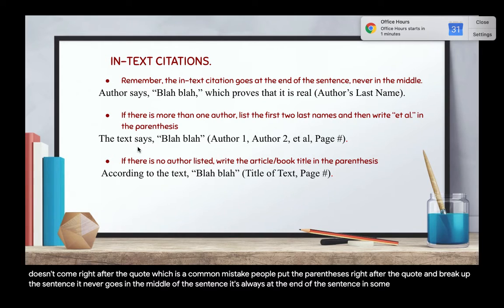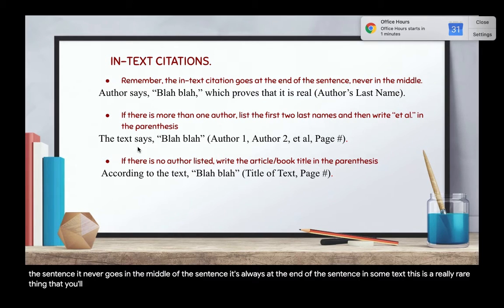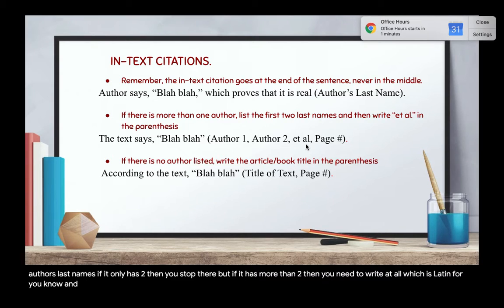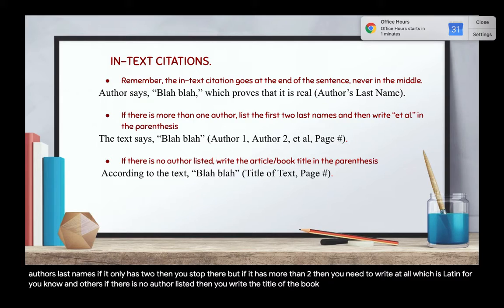In some texts, this is a really rare thing that you'll see, but some texts have more than one author. If it has more than one author, then you write the first two authors' last names. If it only has two, then you stop there. But if it has more than two, then you need to write et al., which is Latin for "and others." If there is no author listed, then you write the title of the book or the article.